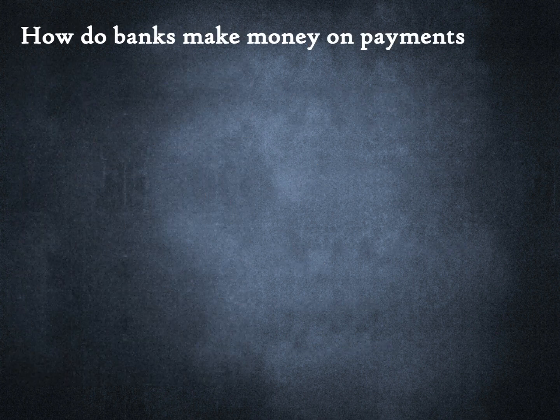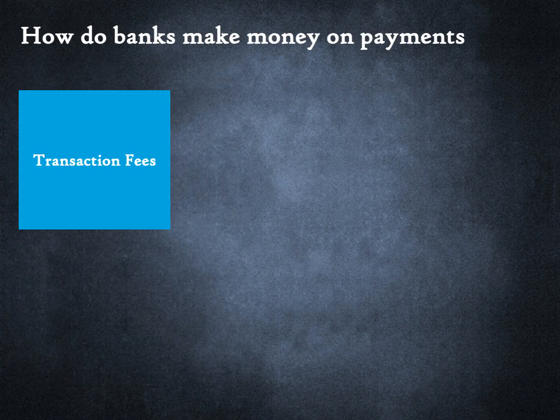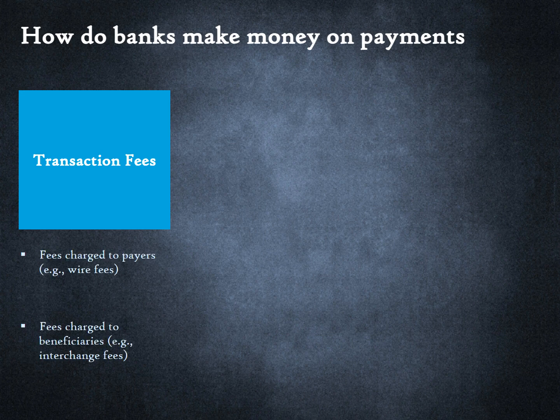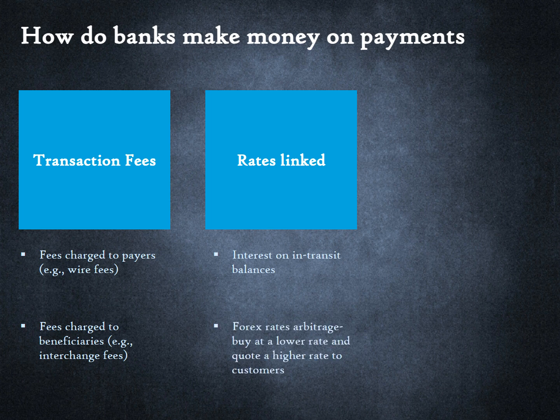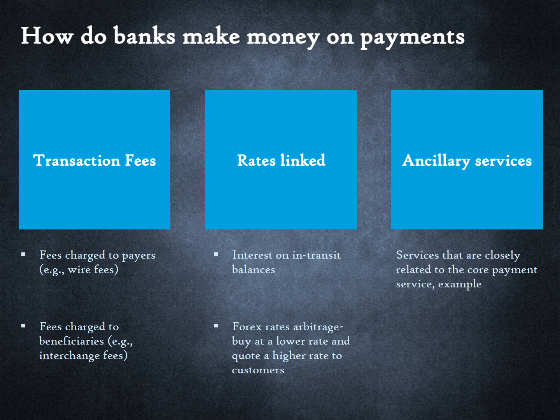We have seen what banks do in payments. But how do they make money in payments? The first category are transaction fees. These are either collected from payers like wire transfer fees or from beneficiaries, like interchange fees. The second category are income linked to interest rates and foreign exchange rates. Float interest earned on in-transit balances is included within this category. In cross-border payments, banks make profits by buying foreign exchange at a lower rate than what they offer to clients. The third category are services that are ancillary to payments. For instance, a bank can offer payroll management services in conjunction with making the ACH payments for salaries.